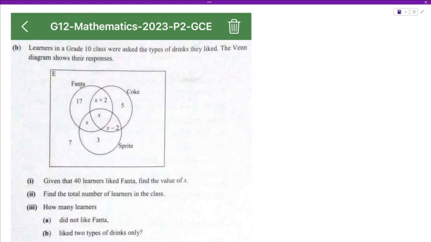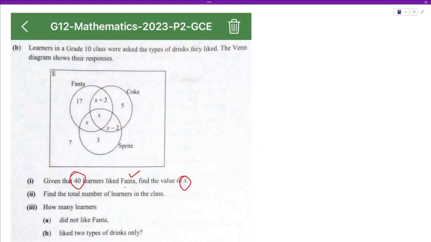So we have 3 sets here. This one is called Fanta, this one is called Coke, and then the other one is called Sprite. So now here is the key to answering the first question. Given that 40 learners liked Fanta, find the value of x. Whenever they ask you this question, they will link it to a specific region, and for that particular region, they also give you the total.